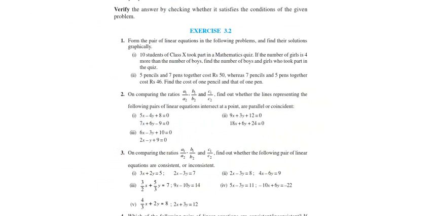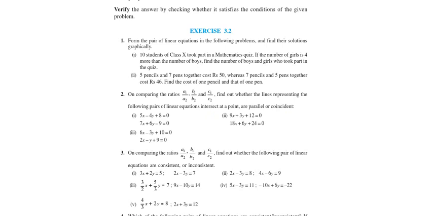Question number 2 says, on comparing the ratios a1 upon a2, b1 upon b2, c1 upon c2, find out whether the lines representing the following pair of linear equations intersect at a point, are parallel or coincident. So out of these three, one has to be there. There are three questions given. Okay, so I will show you one, how to do it.